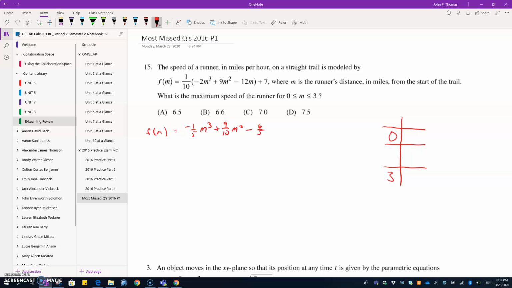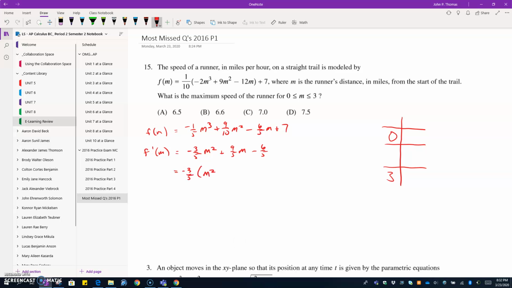6/5 m plus 7. Now when I take the derivative, f prime of m, I get negative 3/5 m squared plus 9/5 m minus 6/5. Alright, so first thing I notice with this is I can factor a 3/5 out of everything. So I'm going to take a negative 3/5 out.